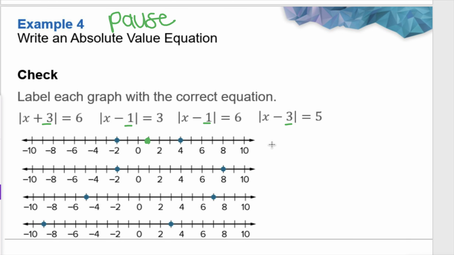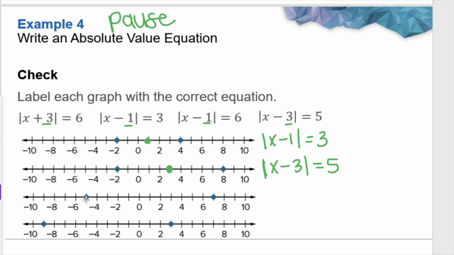X minus 1 is equal to 3. The reason why I know it's x minus 1 is 1 is my midpoint, and 3 is the amount of steps it takes me to get there. Okay? Next graph, I go from -2 all the way up to 8. The distance between -2 and +8 is 10. So that means each one would have to take 5 steps to get to the midpoint. My midpoint is at 3. My distance to get there would be 5. So my absolute value equation would be x minus 3 equals 5.